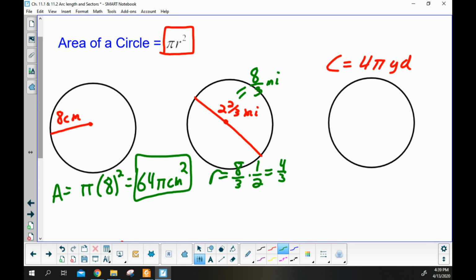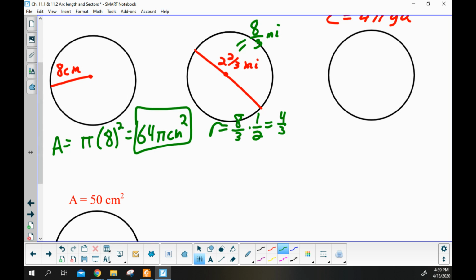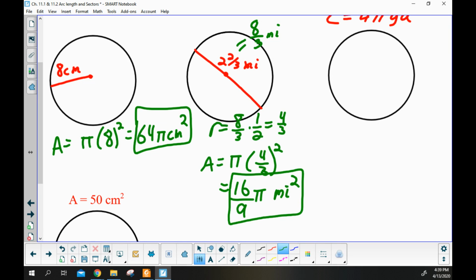So that's what we're going to use for that one. So now we can do my area. Area equals pi times 4/3 squared. And I purposely do this one to give you fractions. 4/3 squared, that you do 4 squared, which is 16, over 3 squared, which is 9, times pi. And we're dealing in miles, so miles squared. So that would be my area right there. 16 pi over 9, or 16/9 pi's.